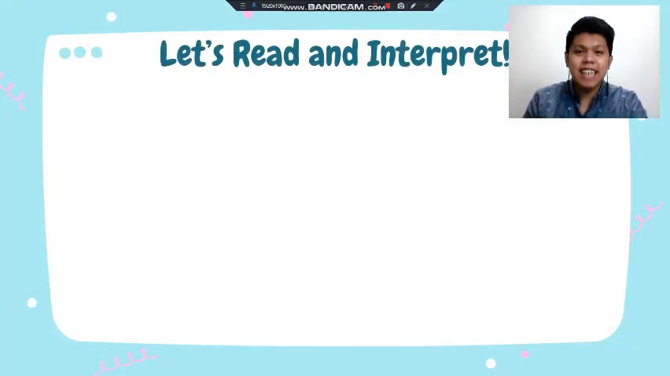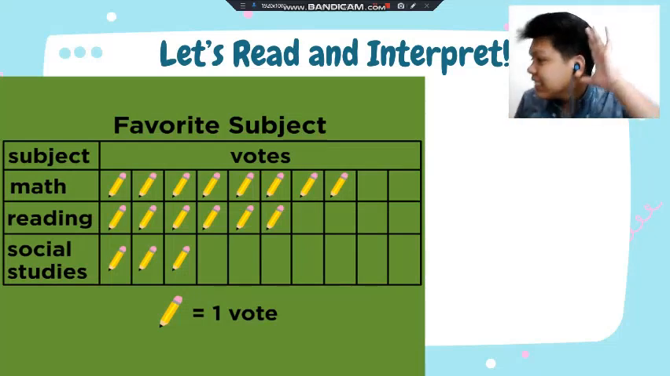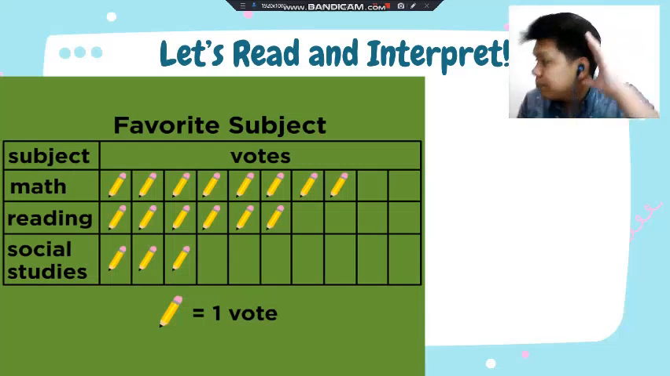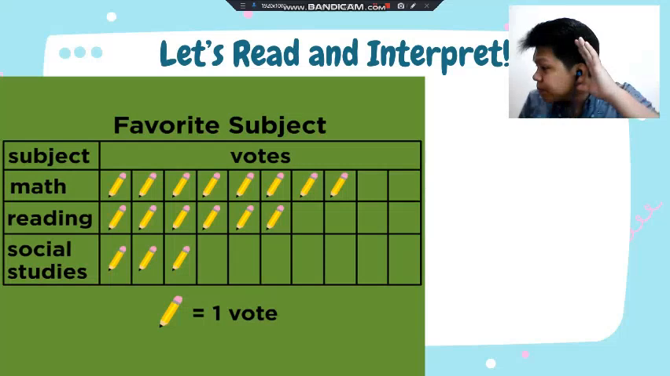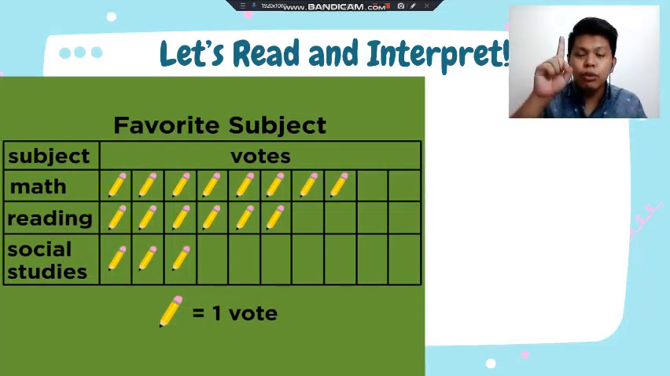Here is an example of a table. Let's try to check the parts. First, we have the title. The title is, right, favorite subject. What are the labels? We have math, reading, and social studies. Now, what symbol did they use? That's right, pencil. And the scale is 1 vote for 1 pencil.